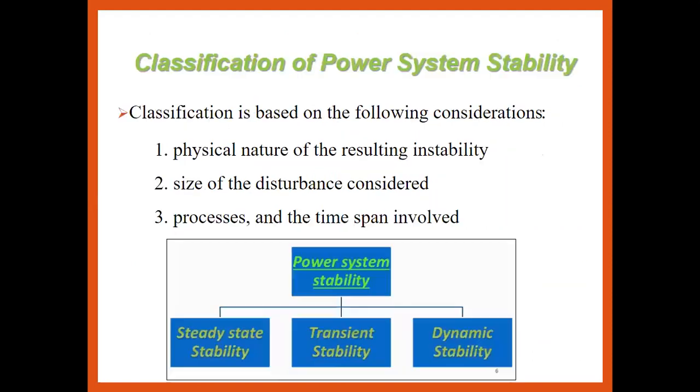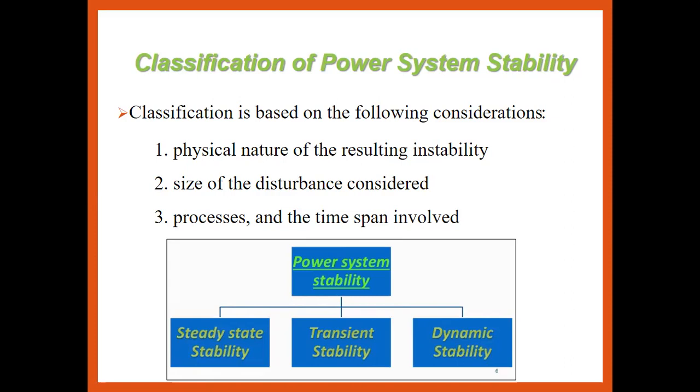In terms of power system stability, we generally classify on the basis of three parameters. Number one, the physical nature of the resulting instability. That is, whether the excitation is too high, or unwanted disturbances are coming, or switching is too high or too low. That's all about the physical nature of the resulting instability. Second, the size of the disturbance considered, that is the duration of the disturbance. It may be short, long, or a prolonged period of disturbance on the system.